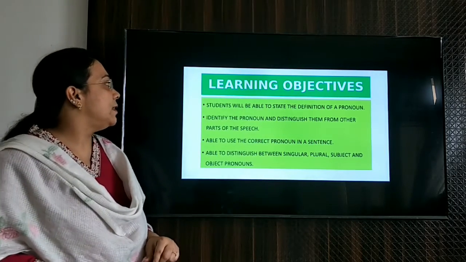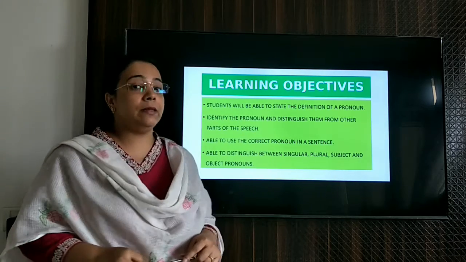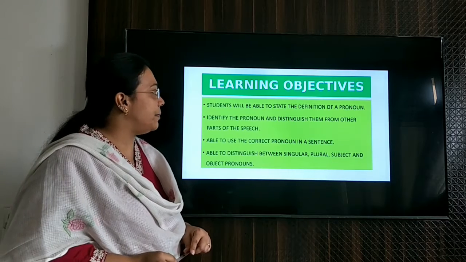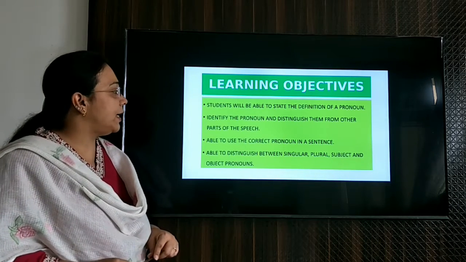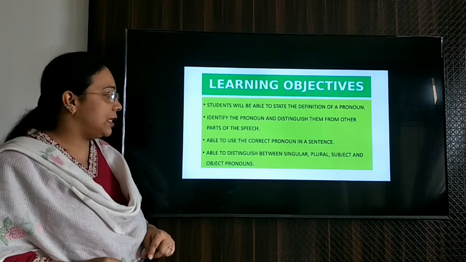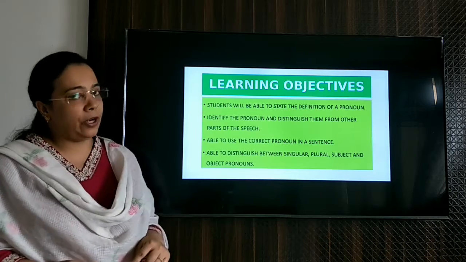Learning objectives. Students will be able to state the definition of a pronoun. What is a pronoun? Identify the pronouns and distinguish them from other parts of speech. Able to use the correct pronoun in a sentence. Able to distinguish between singular, plural, subject and object pronouns.